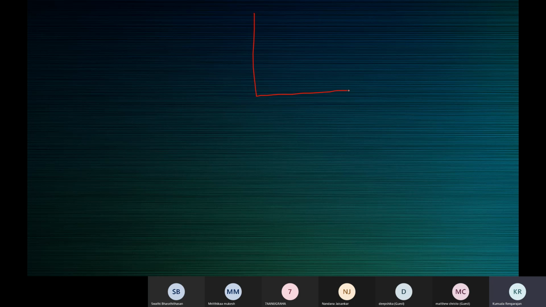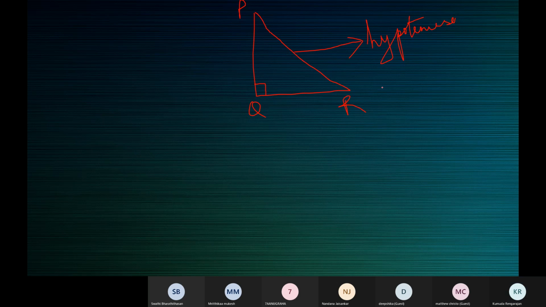Now, in a right triangle, if I call this PQR, what do you call this side? Hypotenuse, ma'am. Ma'am, it's the longest side in a right angle triangle, opposite to the perpendicular. Correct. Opposite to the right angle. Hypotenuse.